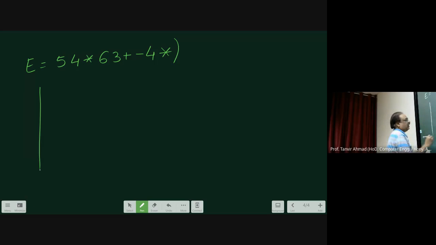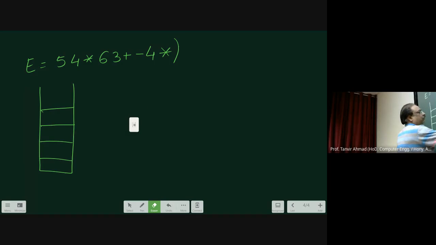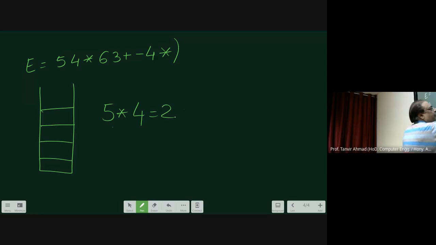I maintain a stack. Now here I got 5. I pushed 5 over here. I got 4. I pushed 4 over here. Then I got a multiplication sign. I popped them out. This one is 4, then I popped the other one out. I will get 4, I will get 5. Apply this one. I get 20. I push 20 over here.